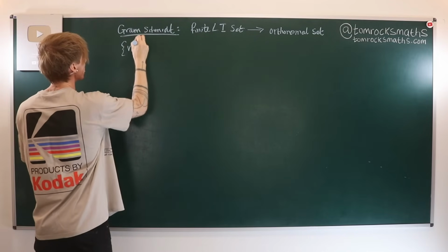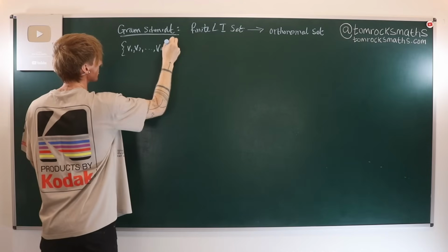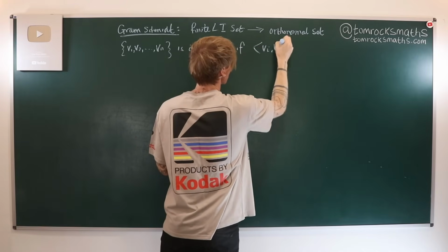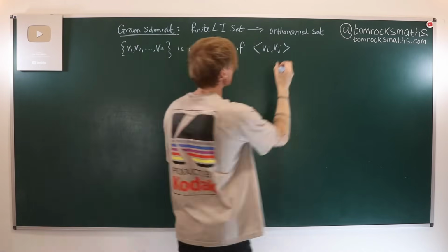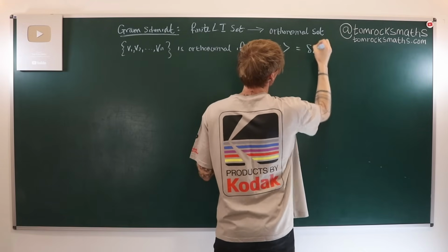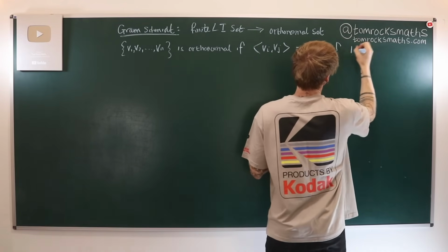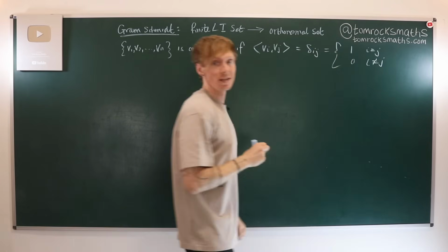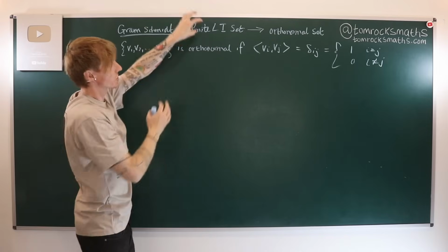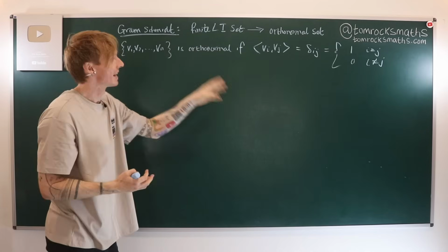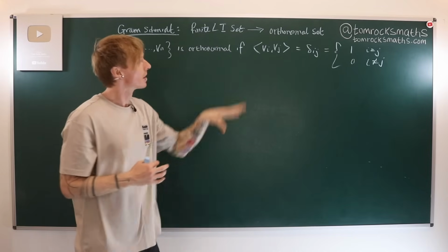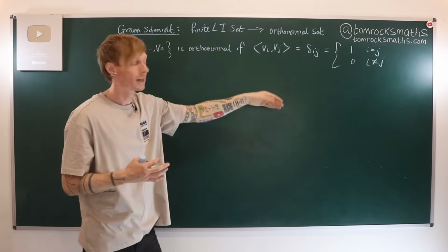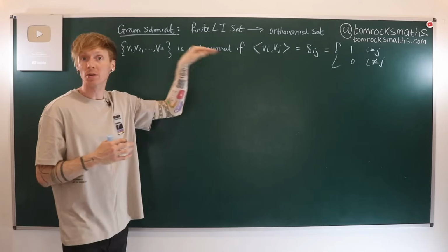We say that v1 up to vn is orthonormal if the inner product between vi and vj, so any two members of the set, is equal to delta ij, where the delta function gives you 1 if i is equal to j and 0 otherwise, i.e. if i is not equal to j. So Gram-Schmidt starts with our linearly independent set, which must be finite, and then having followed the steps of the algorithm, it will output an orthonormal set, which means that taking the inner product of any elements within this set can only give you 1 or 0 according to this definition.